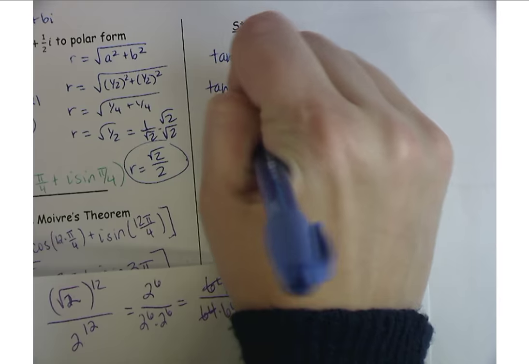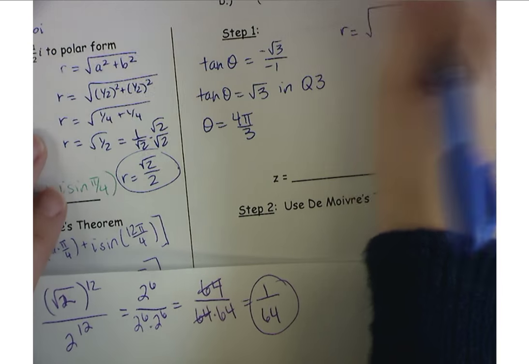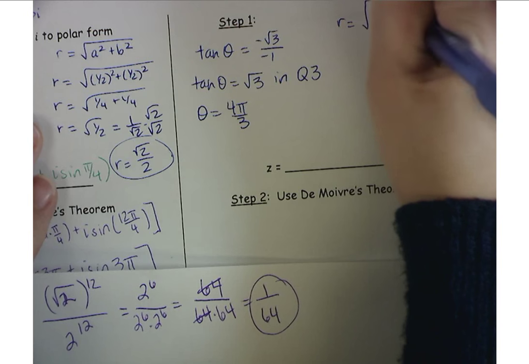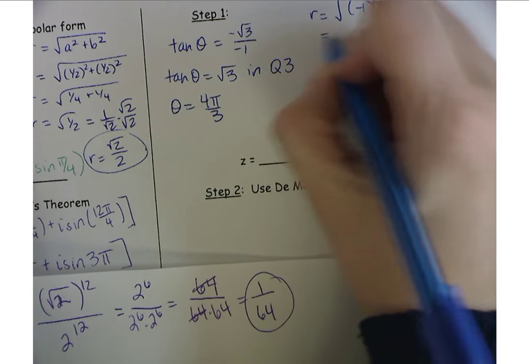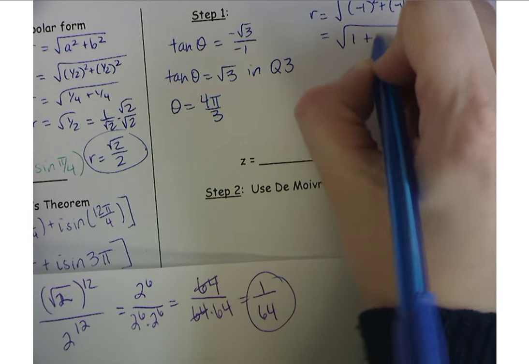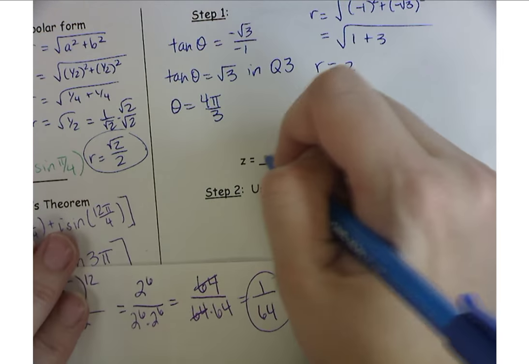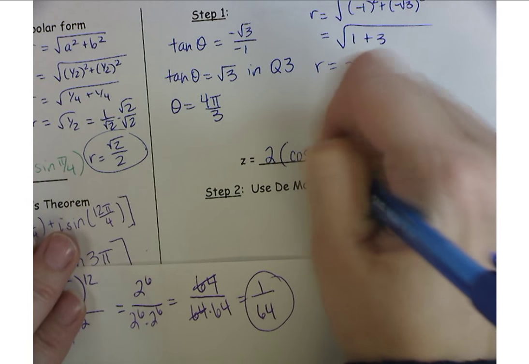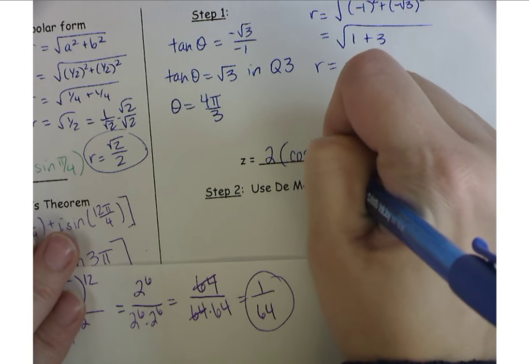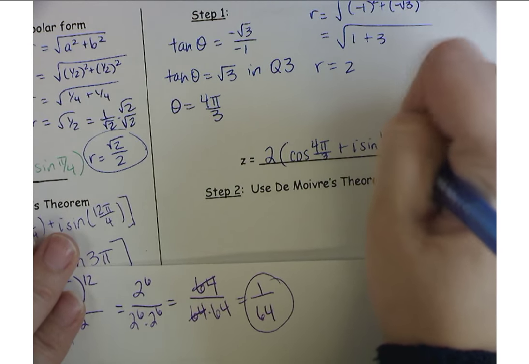4 pi over 3. Okay, and then your r is going to be the square root of negative 1 squared plus negative root 3 squared. So that would be 1 plus 3. So the square root of 4 is going to be 2. So then you can just write that as 2 cosine of 4 pi over 3 plus I sine of 4 pi over 3.